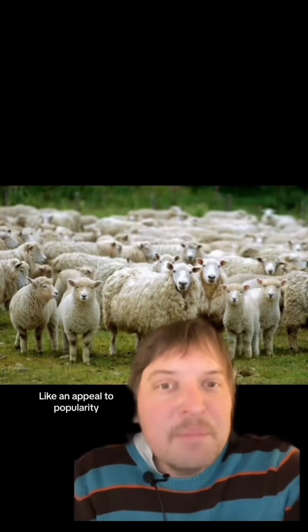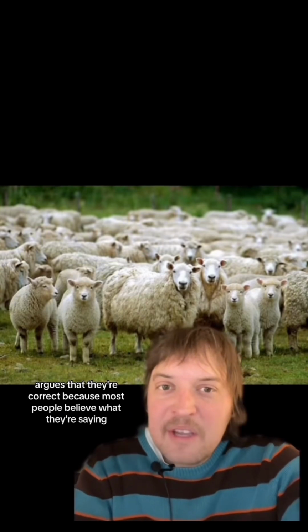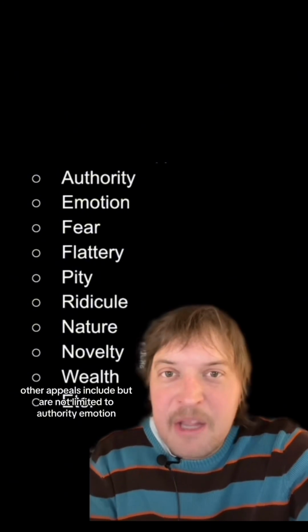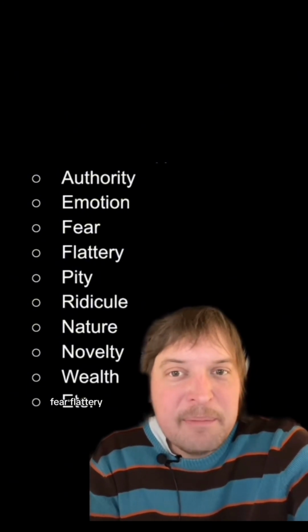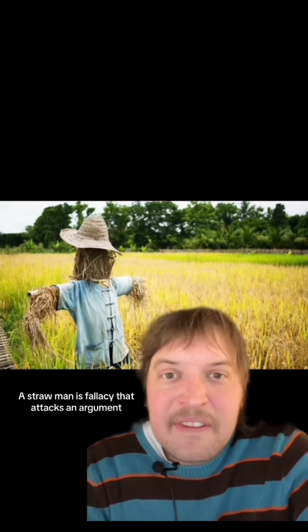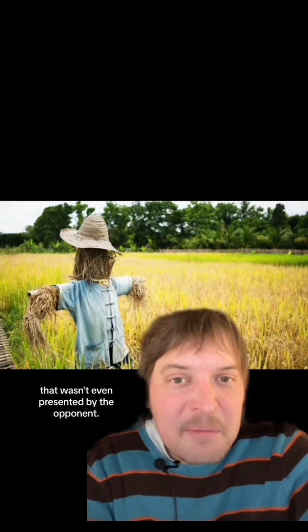Most appeals are a red herring, and there's a bunch of them. Like an appeal to popularity argues that they are correct because most people believe what they're saying. Other appeals include, but are not limited to, authority, emotion, fear, flattery, pity, ridicule, nature, novelty, wealth, etc. A straw man is a fallacy that attacks an argument that wasn't even presented by the opponent.